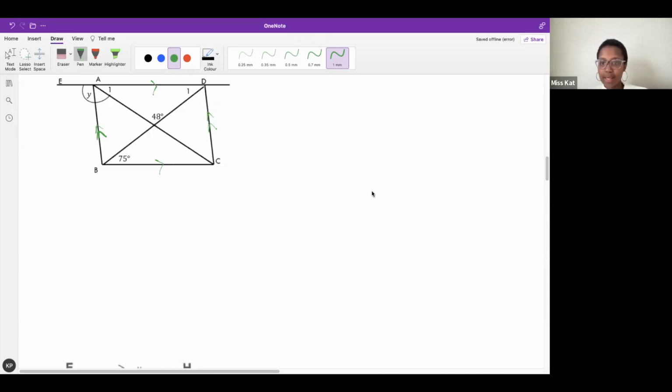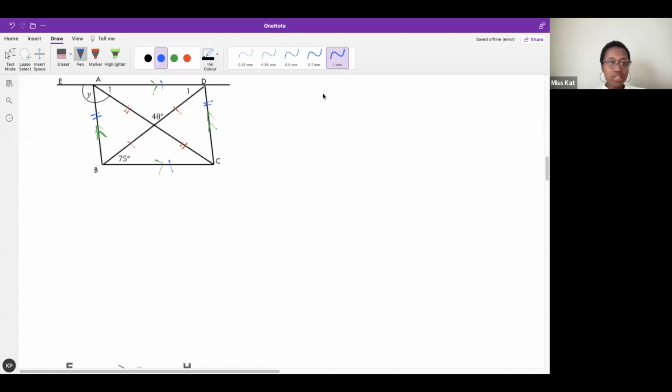Yes, Sibahle. Miss, they bisect each other. The diagonals bisect each other. That's correct. So that side is equal to that side. That's equal to that. Sorry, Sibahle, I didn't know you were still talking. You can unmute. Miss, and the sides are not equal. Okay, the opposite sides are equal, but not all four of them. So this side is equal to that one, and that one is equal to that one. Is that all we know?